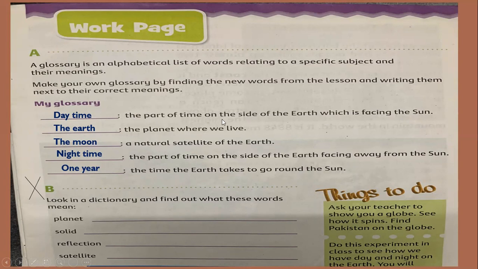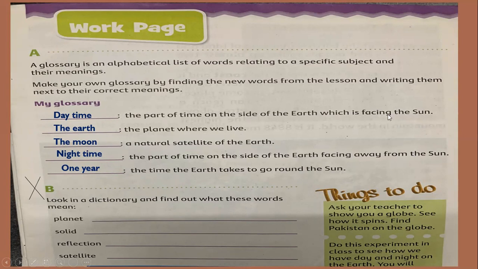The part of time on the side of the earth which is facing the sun. Hurry up quickly, think what time it is when you are facing the sun, the part of the earth facing the sun. So it is the daytime. So we write in this blank daytime. Next is the planet where we live. What is the name of our planet? Yes, the Earth. A natural satellite of the Earth? The moon.